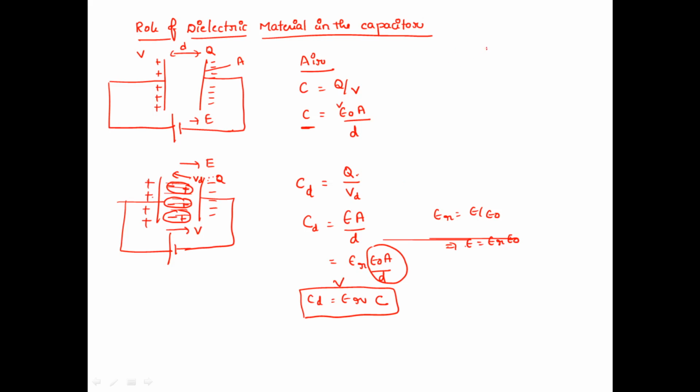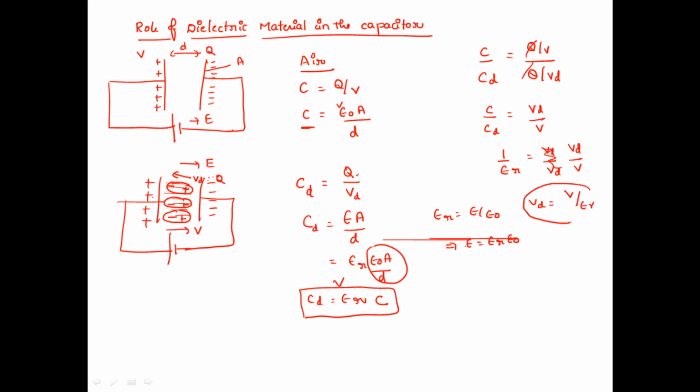In the same way, if you write C by CD in terms of voltages, it is Q by V over Q by Vd. Q gets cancelled, so C by CD is equal to Vd by V, and C by CD is nothing but the inverse of epsilon r, Vd by V. So whenever you introduce a dielectric material in between the capacitor plates, the voltage will be decreased epsilon r times, and the capacitance will be increased epsilon r times.